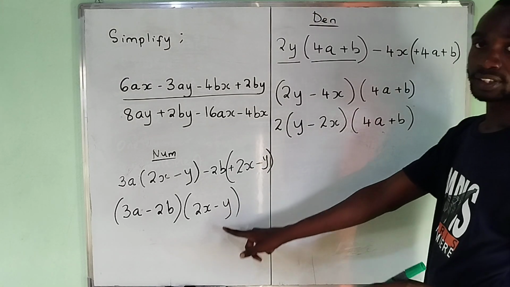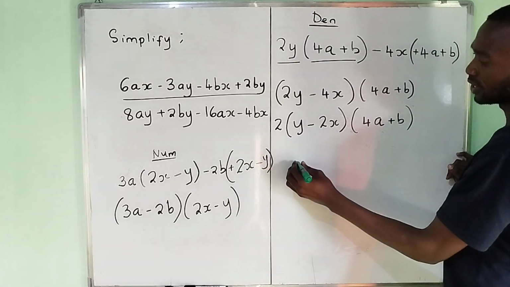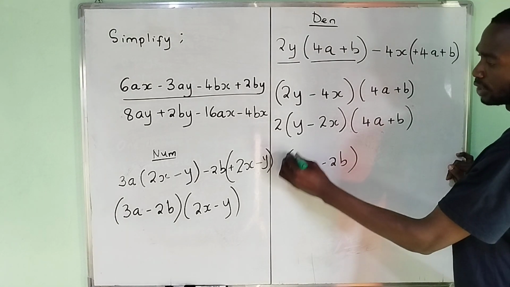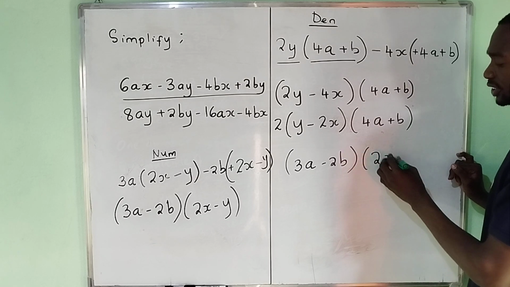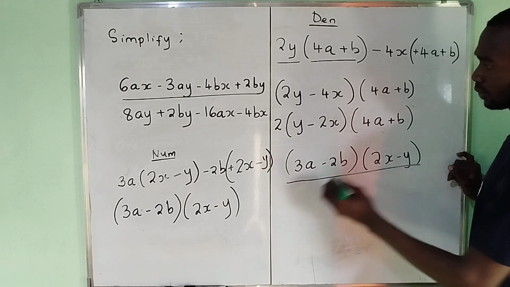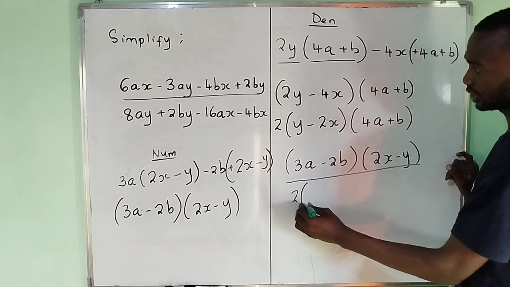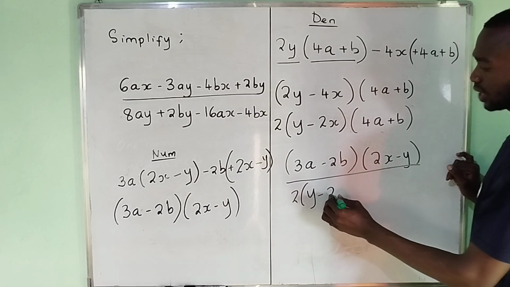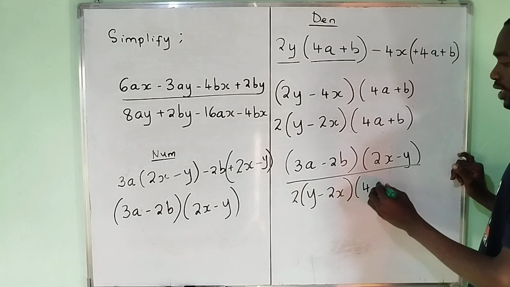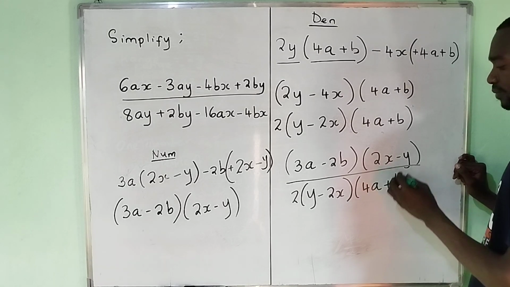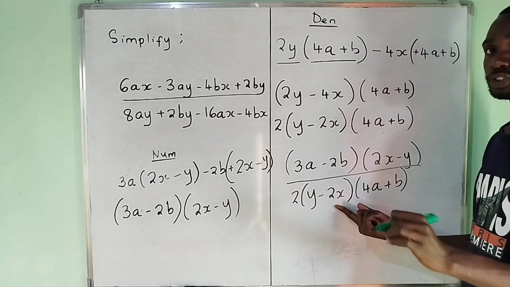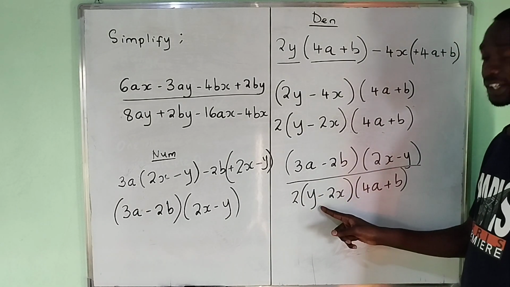So the numerator factorization was 3a minus 2b into bracket 2x minus y, divided by the denominator, which is 2 into bracket y minus 2x, close the bracket, into bracket 4a plus b. Now, when you look at this one, it's not the same as this one, but can be made to be the same. This bracket and this bracket can be made to be the same.